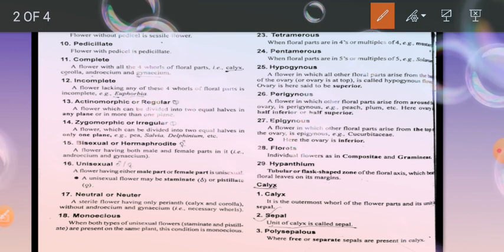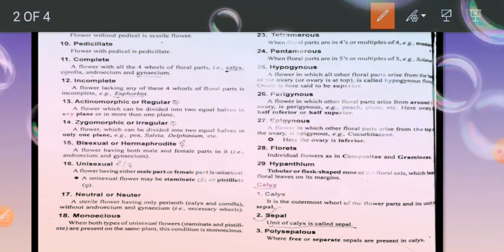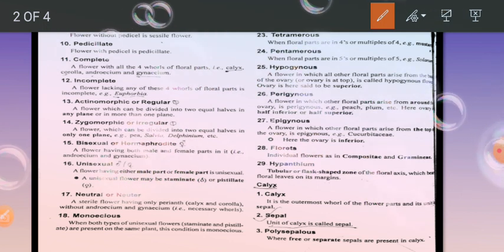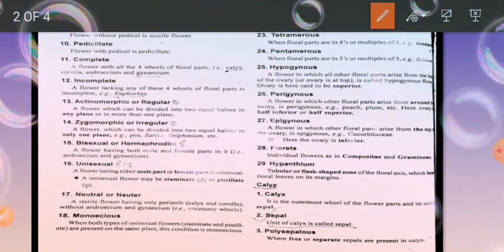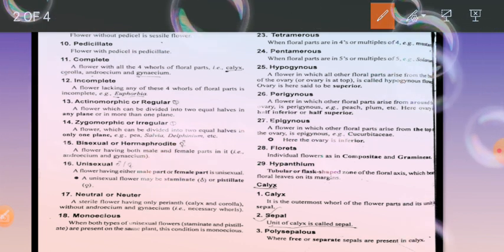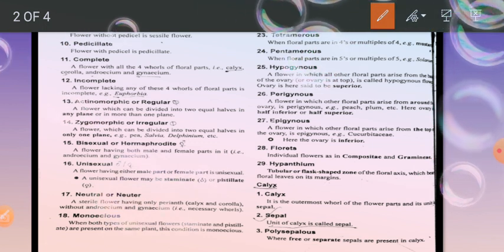So the presence of a flower in which all of the floral parts arise from the base of the ovary. It means when we cut the ovary, we find the ovary is at the top position. This is known as hypogynous, or ovary superior.